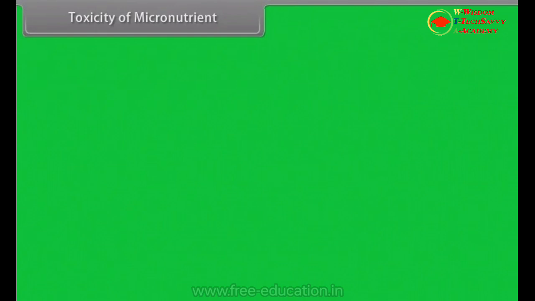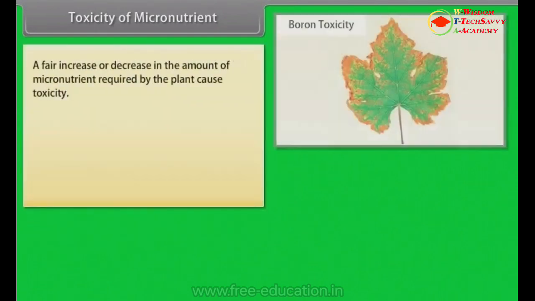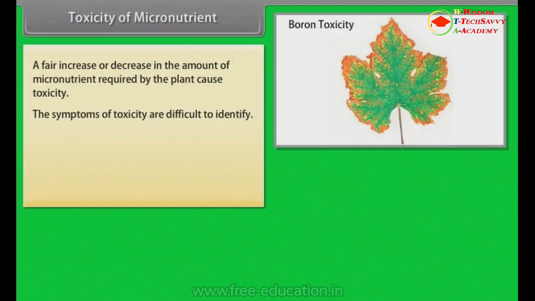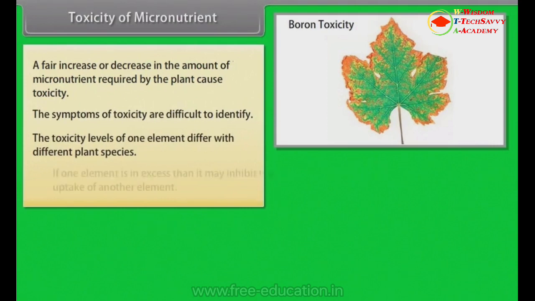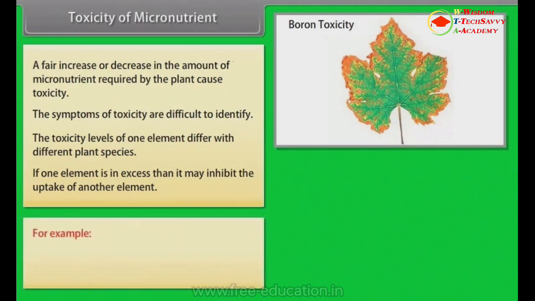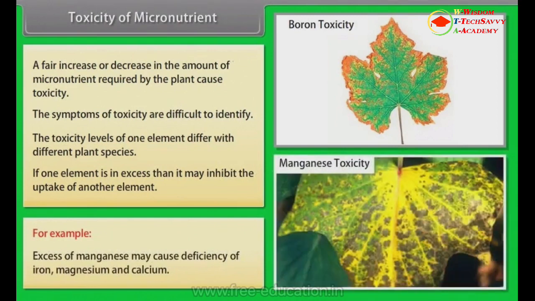Toxicity of micronutrient. A fair increase or decrease in the amount of micronutrient required by the plant causes toxicity. The symptoms of toxicity are difficult to identify. The toxicity levels of one element differ with different plant species. If one element is in excess, then it may inhibit the uptake of another element. For example, excess of manganese may cause deficiency of iron, magnesium, and calcium.